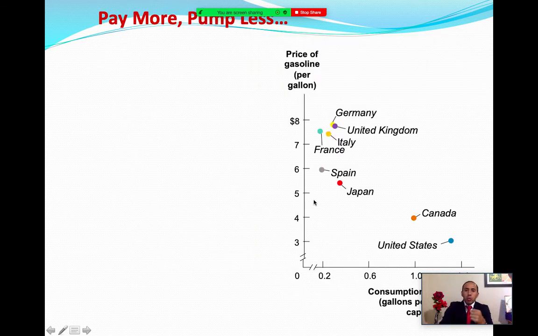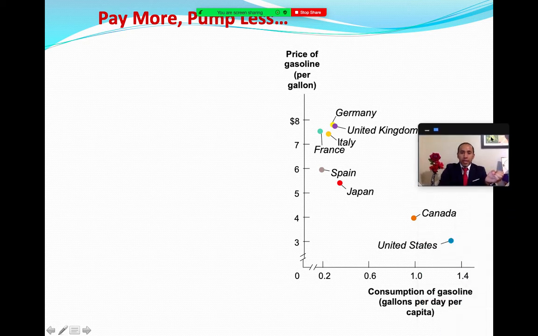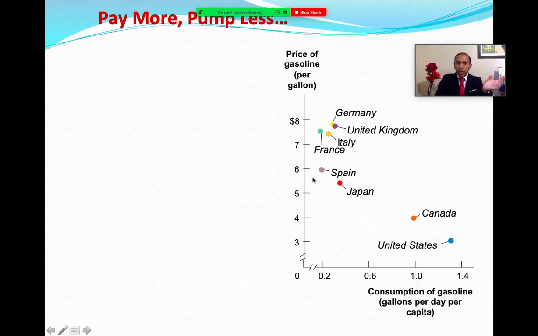We can apply this to certain goods and services in the market, like gasoline. Gasoline is one of those heavily used products in various parts of the world, for example in France, Italy, the United Kingdom, and the United States. The higher the price level in Europe, the lower the quantity of gasoline consumed per gallon in this case. With higher prices around $8 in Germany and the UK, the quantity consumed is about 0.2 or 0.3 per gallon. The lower the price level in the United States at $3, the higher the quantity consumed per gallon, about 1.3.